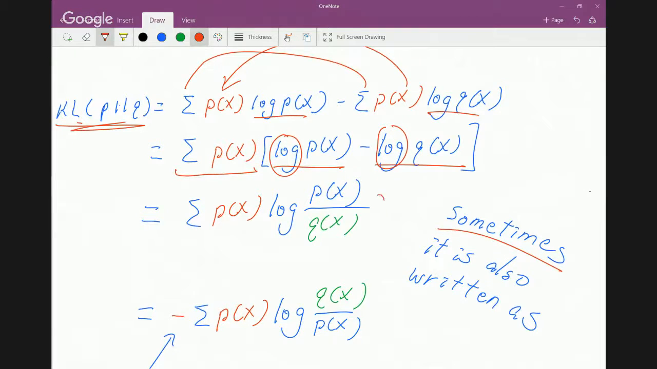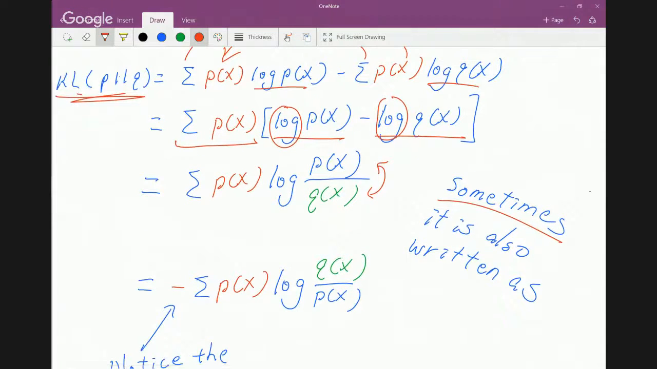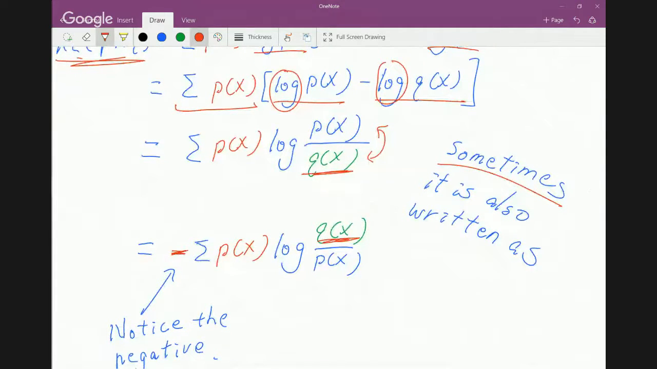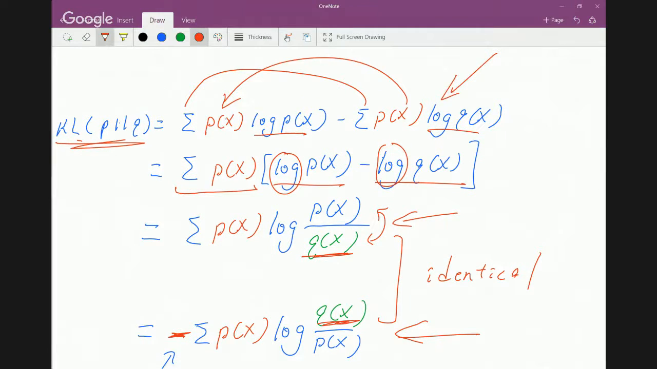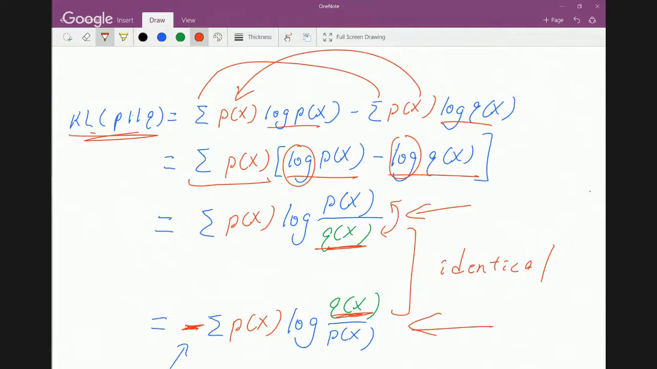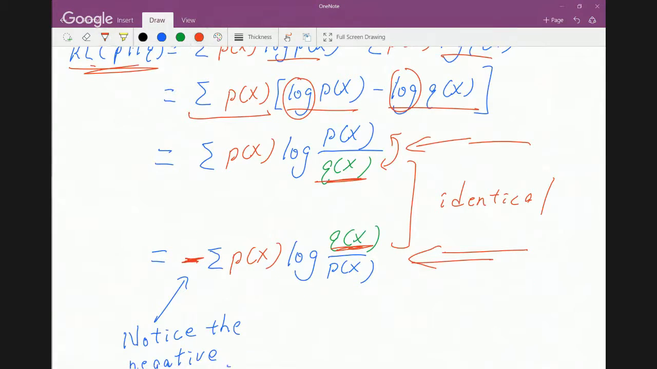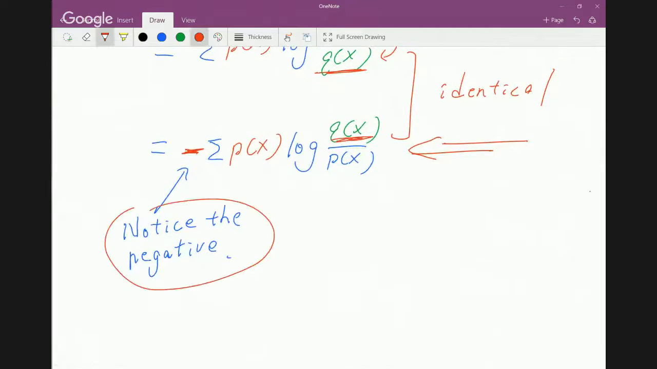What they do is they flip this. You see how over here Q is at the bottom, and over here Q is at the top. So when you do that, because of the nature of the logarithm, you have to put a negative here. But these two equations are actually identical. Sometimes people write it this way, sometimes people write it this way. Rarely do people write it this way, but this way helps us understand how these two equations come about. Okay, so this is the equation for KL divergence. Oh yeah, notice the negative when I flip the two things over here.